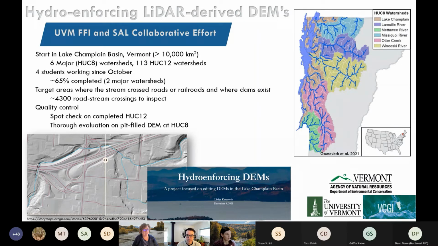and Stephanie Drago, a former student, is now working for us, has put together a really great data set and has helped manage these students to help guide them through going through and looking at each of these crossings. We estimated there are about 4,300 road stream crossings to inspect within the Lake Champlain Basin in Vermont. Steffi has been doing a spot check when we think about quality control on the completed HUC 12s.